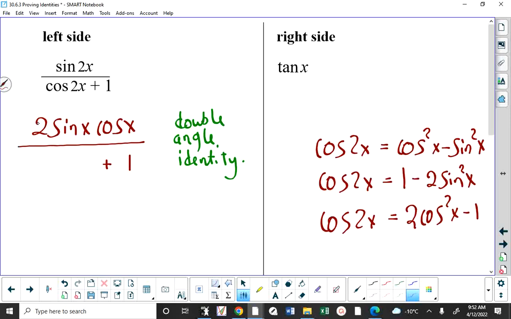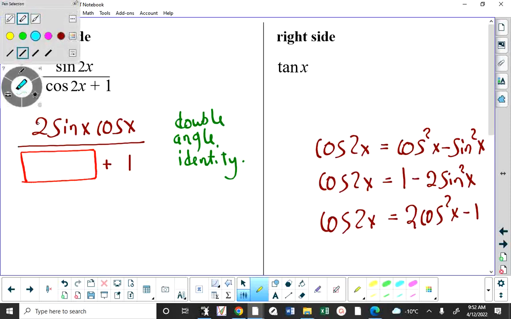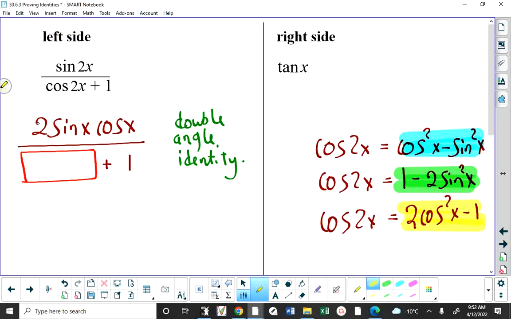My question to you is, in here, we need to put cos of 2x. Are we going to put this? Are we going to put this? Or are we going to put this? And neither answer is wrong, but one of the answers will take us to the proof quicker. So I want you to roll that around in your head and ask yourself, which of those three is going to be the most useful when we put it in?